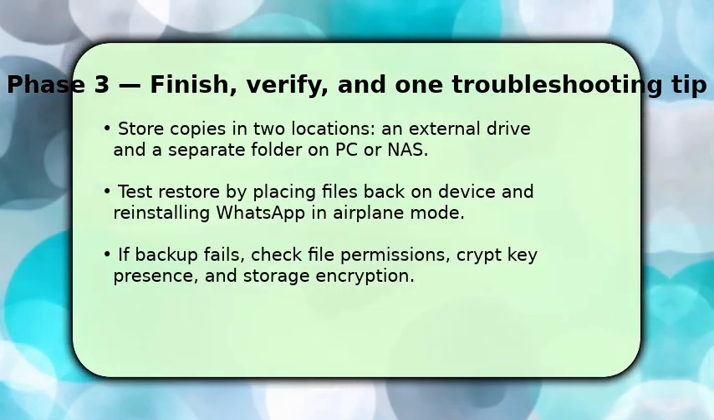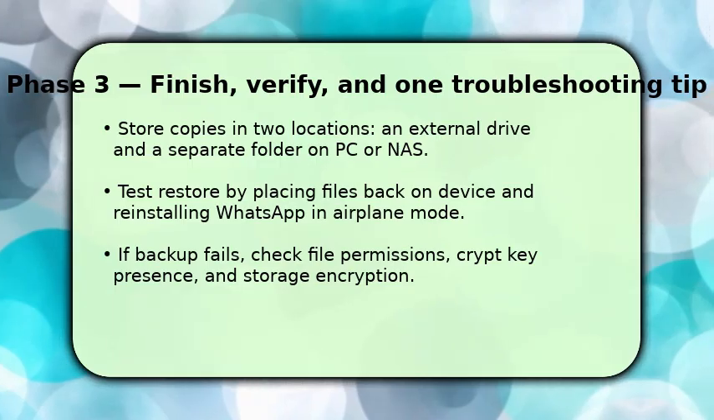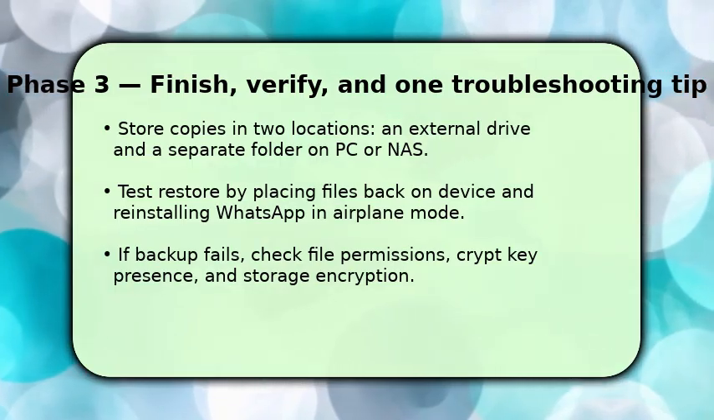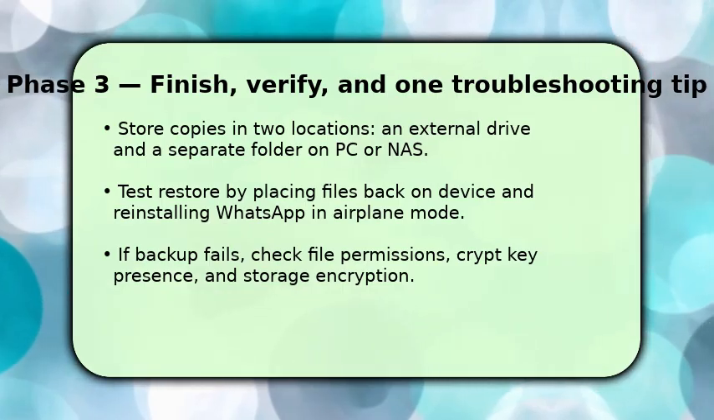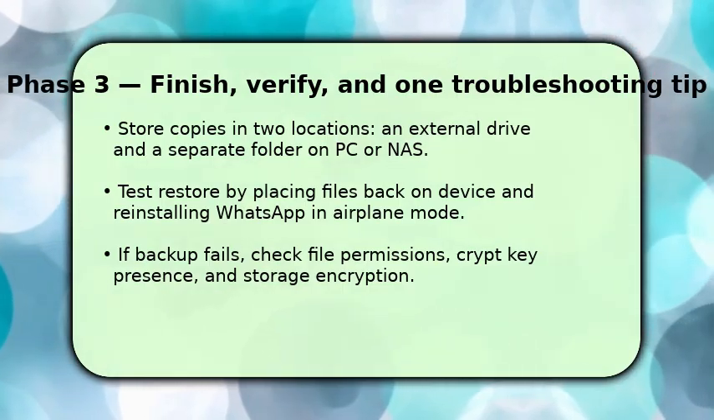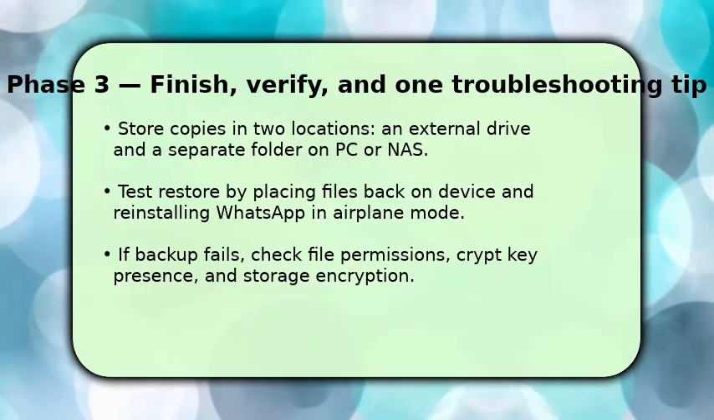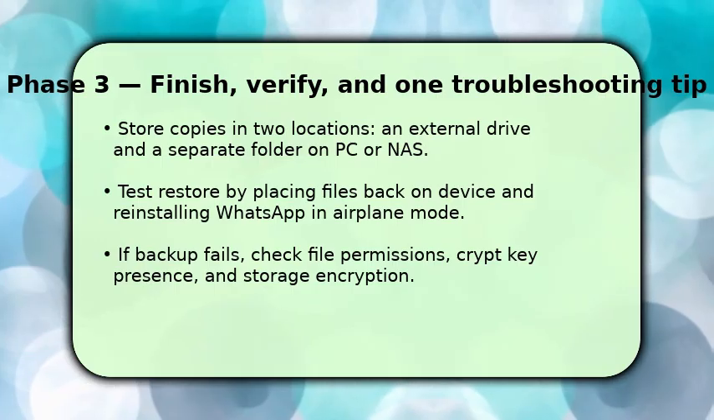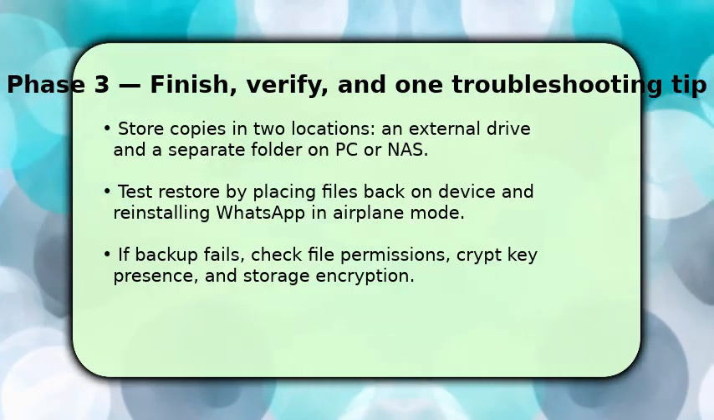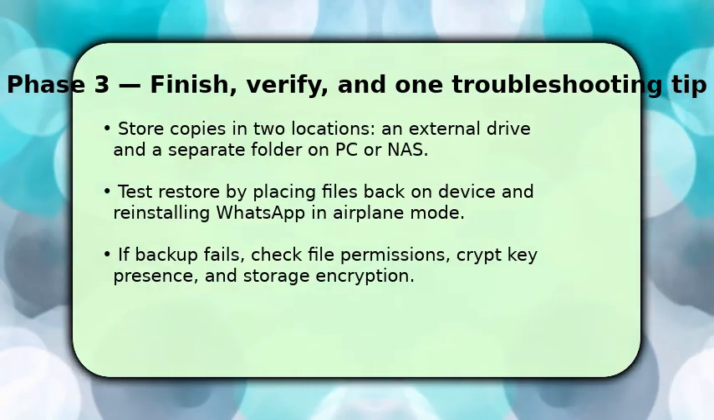Verify integrity by copying the database and media back to the phone's WhatsApp folders, reinstalling WhatsApp while keeping the files in place, and performing a restore. Do this in airplane mode if you want to avoid cloud restores. If restore fails, check that the WhatsApp crypt key is present, file permissions are correct, and that storage wasn't encrypted or altered.